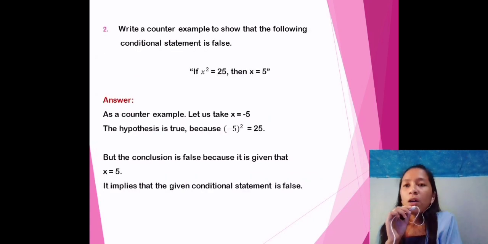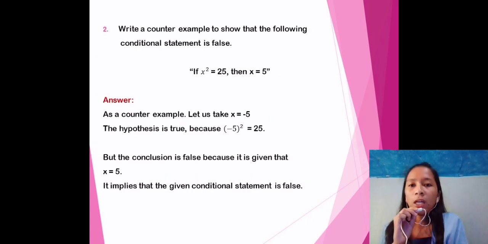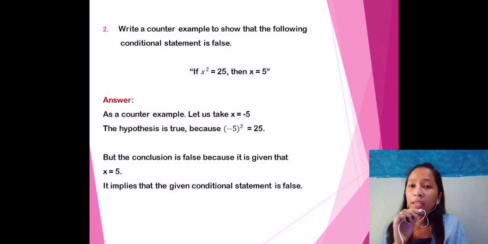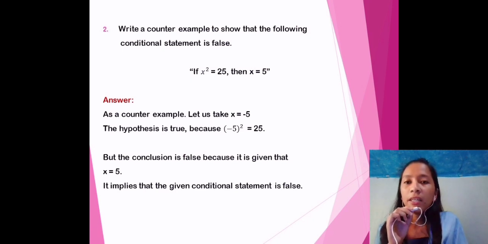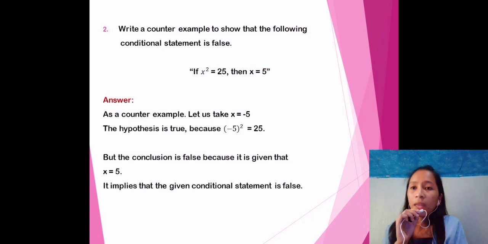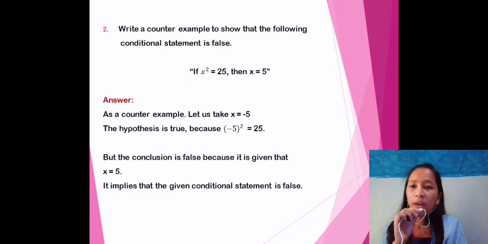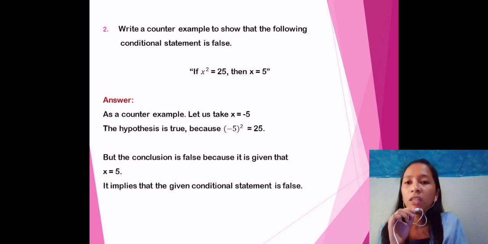Example number 2, write a counterexample to show that the following conditional statement is false. So, if x squared is equals to 25, then x is equals to 5. As a counterexample, let us take x is equals to negative 5. The hypothesis is true because negative 5 squared is equals to 25. But the conclusion is false because it is given that x is equals to 5. It implies that the given conditional statement is false.